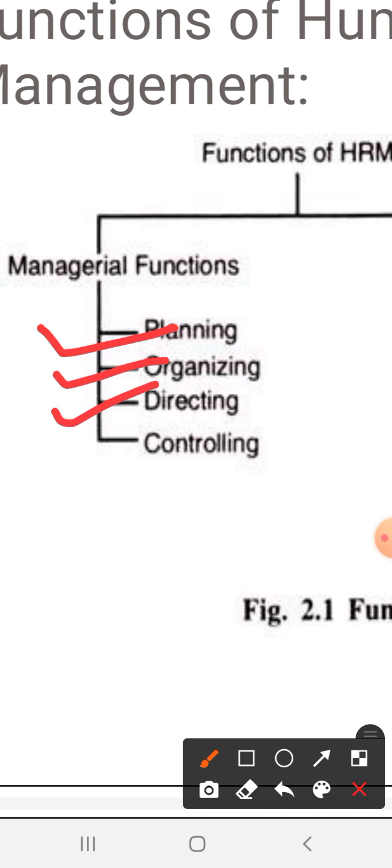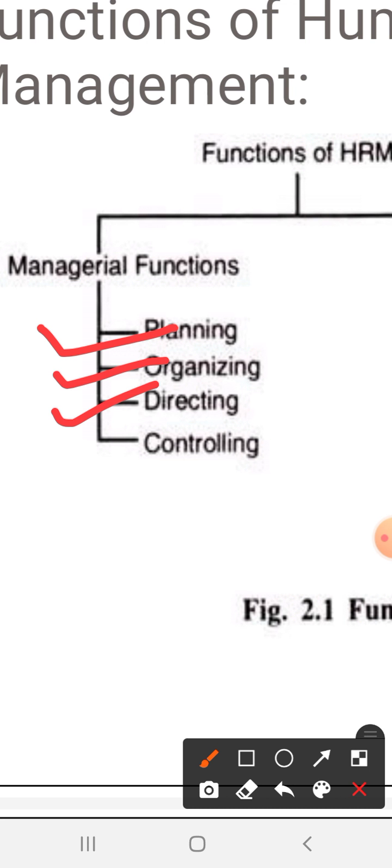Then the third one is directing. Once we are done with drawing a blueprint of what we must do, that is planning, then we go for the collection of the resources, that is organizing. Then third comes directing. Directing is the next level where we are actually executing our plan. We are working on how we can execute our plan, how we can motivate, command, lead, or make people active, right? So this is what directing talks about.